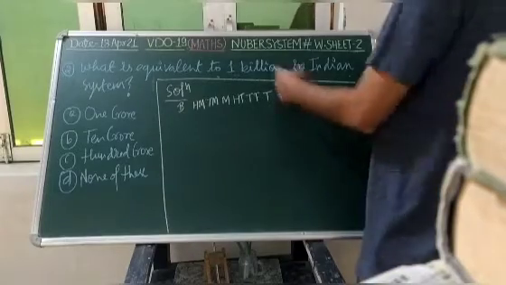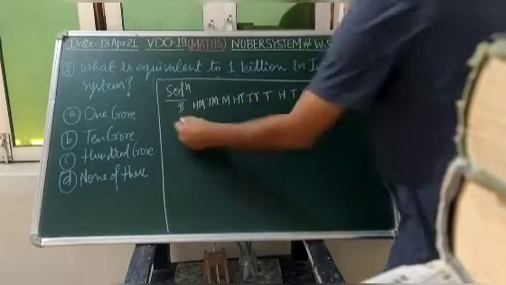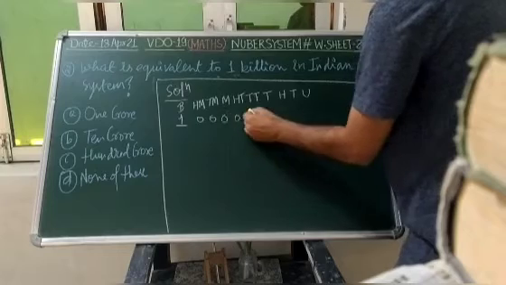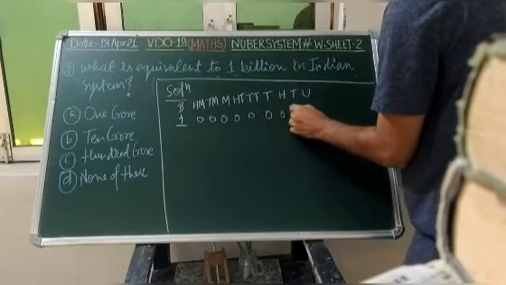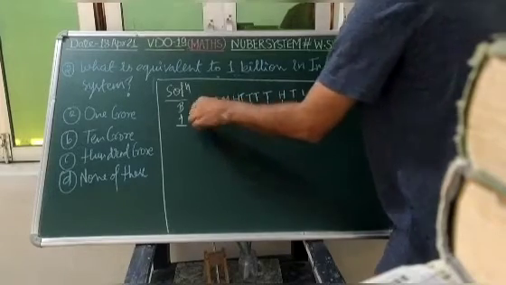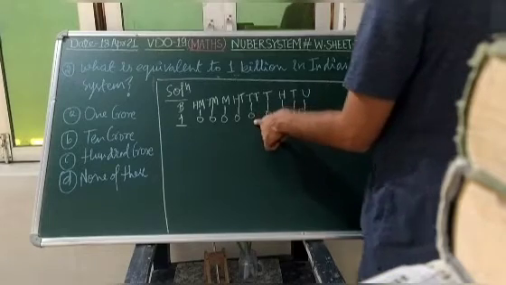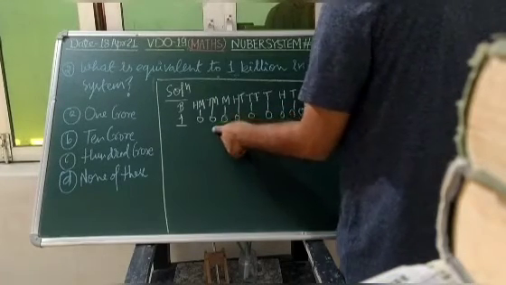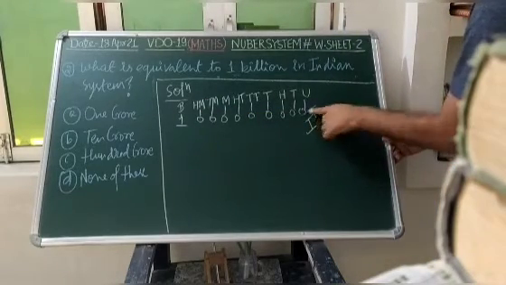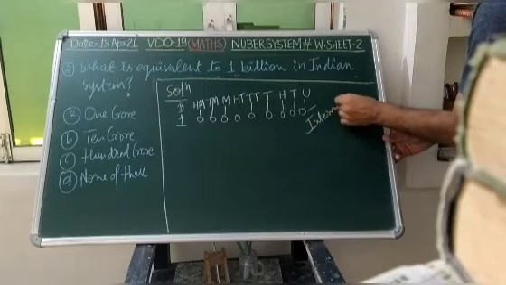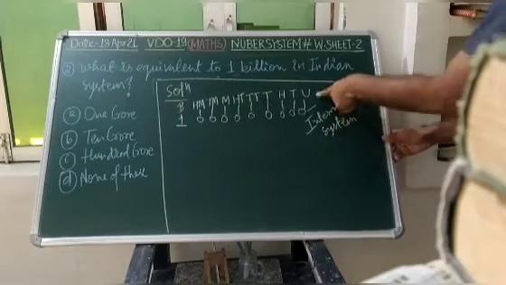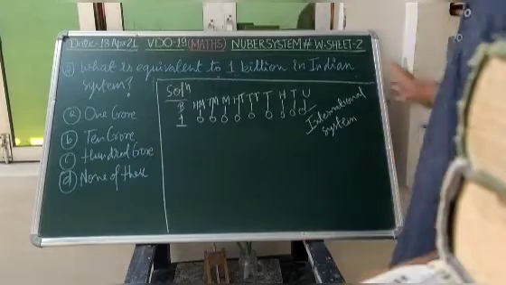So what will we do? We want only 1 billion, so we will write up to here. Put the 1 here and add zeros up to the unit. Unit, 10, 100, 1000, 10,000, 100,000, million, 10 million, 100 million and billion. It is our international system, and we want this 1 billion in the Indian system.